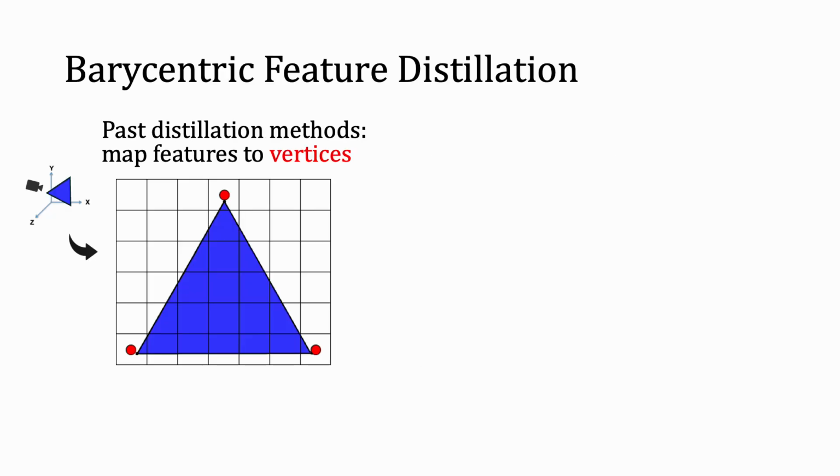Let's dive into the specifics of barycentric feature distillation. Assigning image features to 3D shapes is nothing new, and past works have typically mapped these features to vertices of the mesh. Given a single rasterized triangle then, you can expect only one pixel in the render to contribute a feature to each vertex, which is highly inefficient.